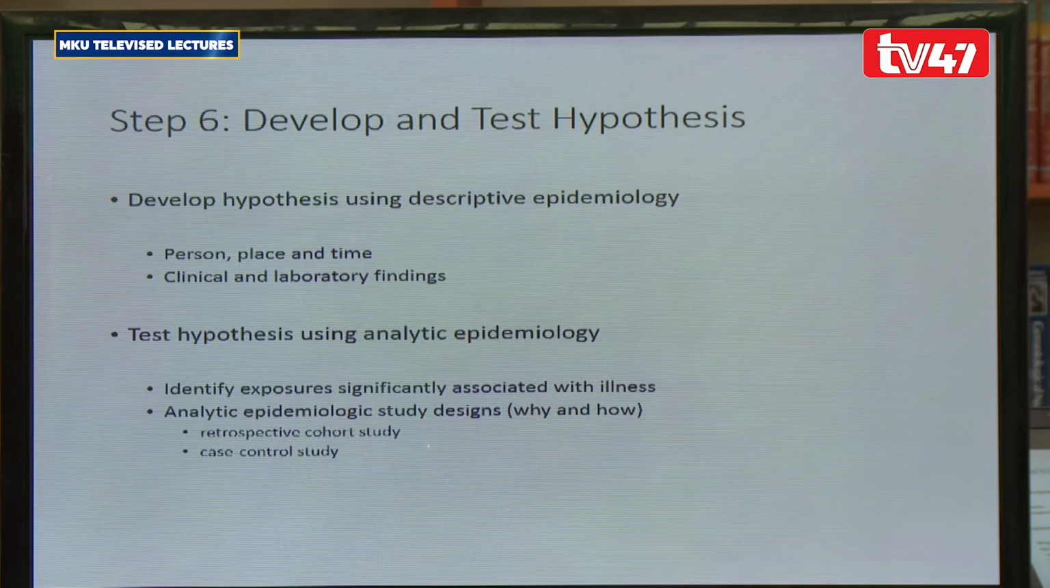So step number 6 is to develop and test hypotheses. Now, we have done the descriptive epidemiology. We have described the person, the place, the time, the how many, and all that. So in this step, you go a step further. You rely on the data you have collected on the descriptive epidemiology to carry out analytical epidemiology. And as we have already discussed in previous classes, analytical epidemiology answers the question why and how.